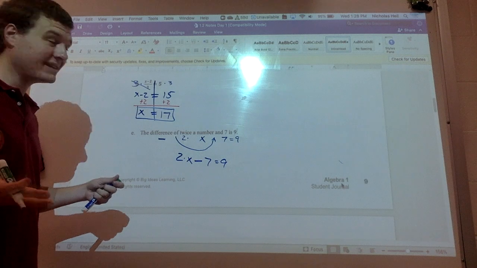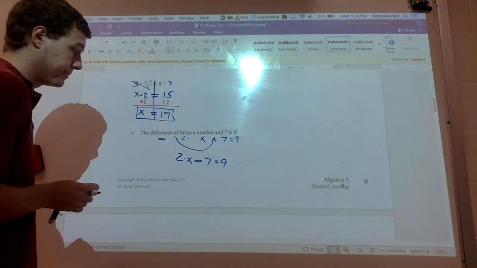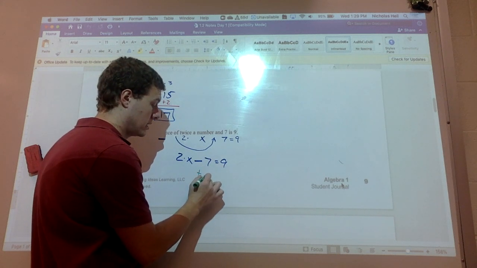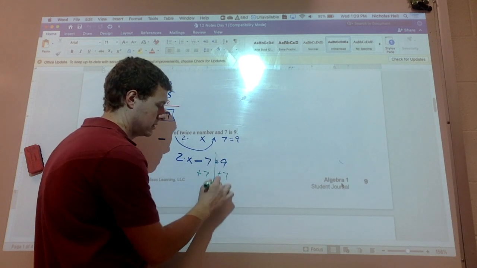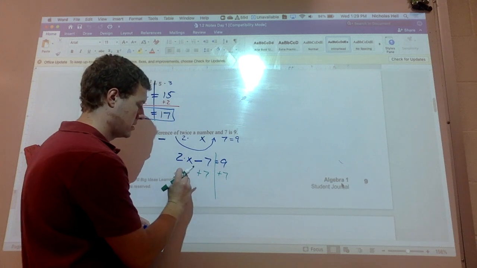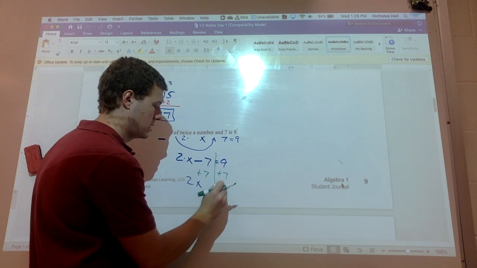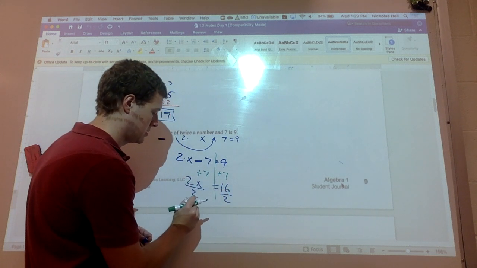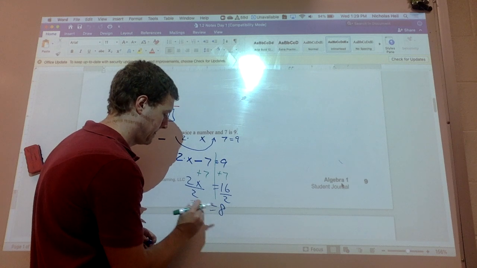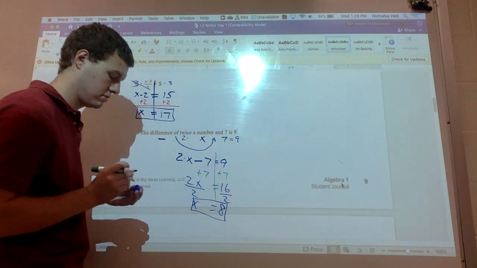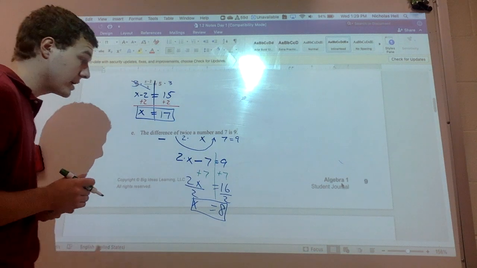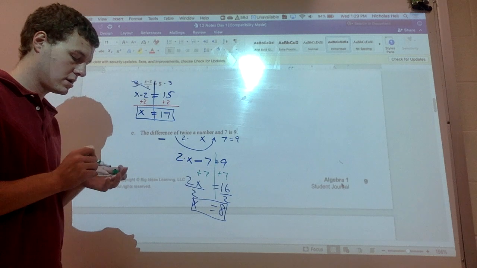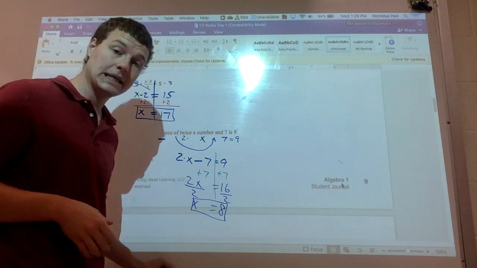Go ahead and pause it, see what you come up with on your own, okay? Add 7. 2x equals 16. x equals 8. So x equals 8 should be your answer there. Hopefully you got that right. And if you have any questions, please let me know.